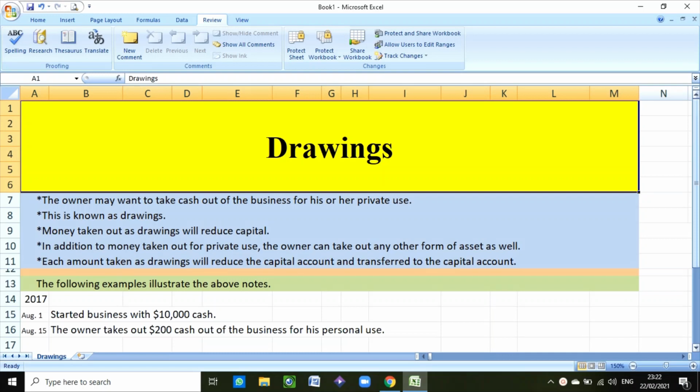It is very important to note that in addition to money which the owner can take out from the business, the owner can also take out any other asset from the business itself. Each amount taken as drawings will reduce the capital account. Eventually, this drawings amount will be transferred to the capital account. Let me explain the pointers I just read to you, giving you a couple of examples.